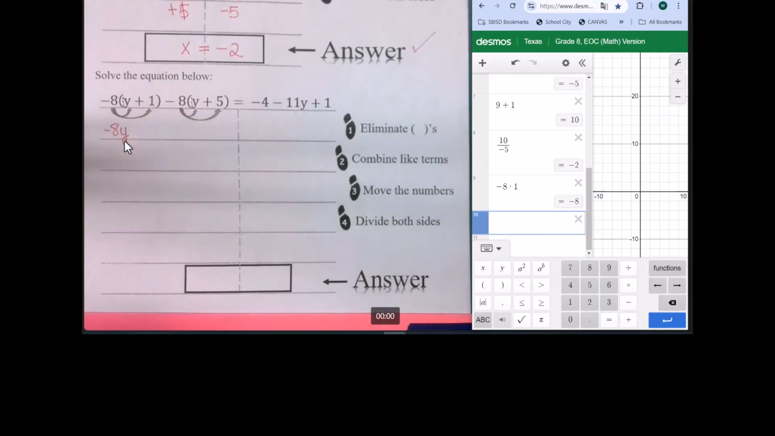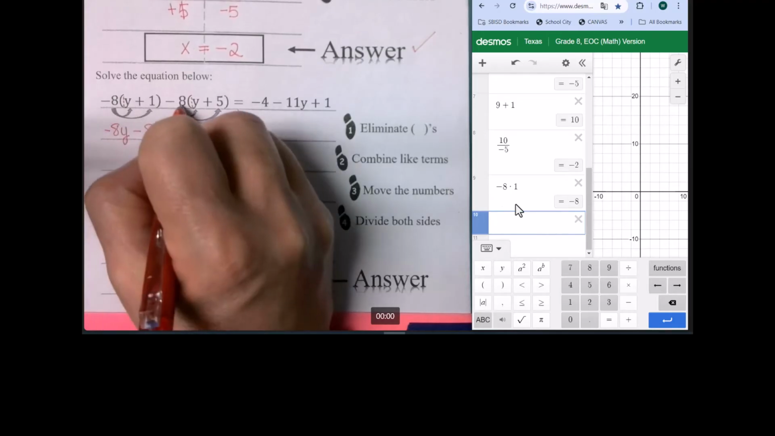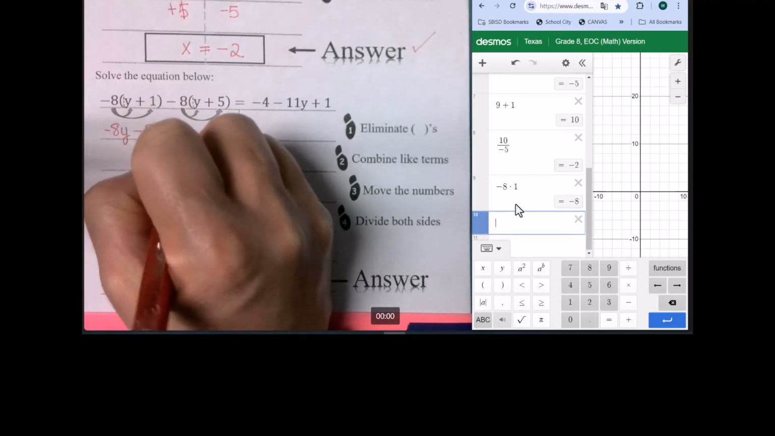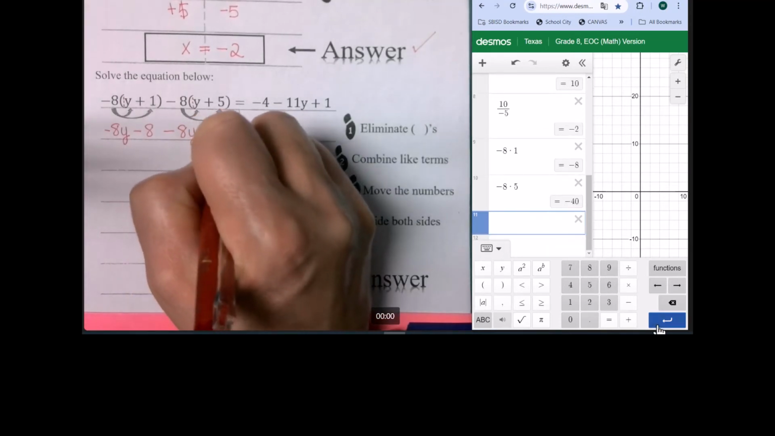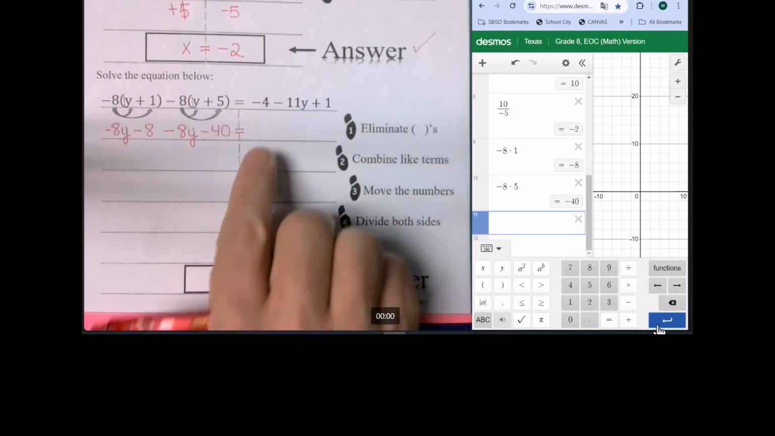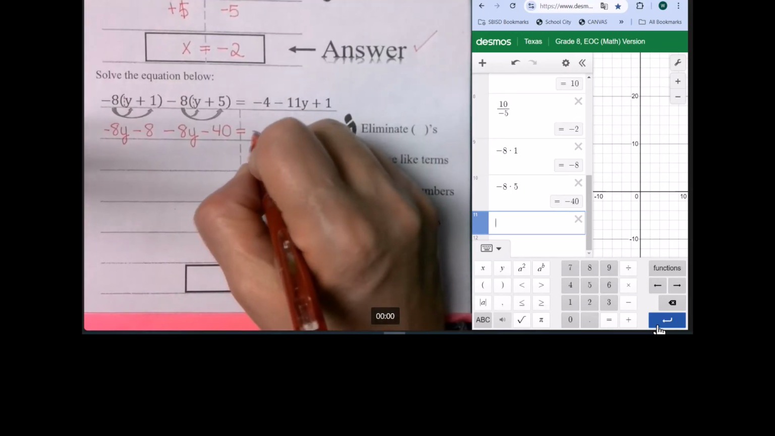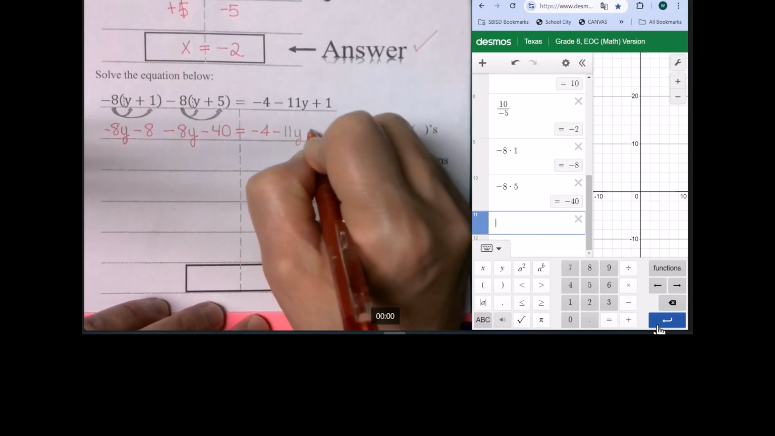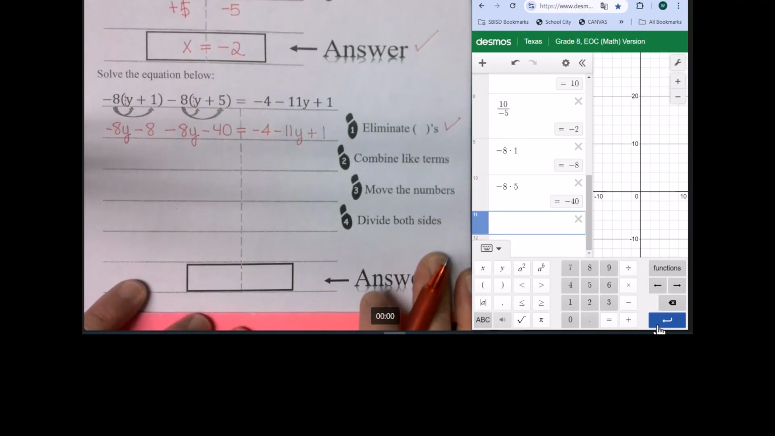Now I'm going to multiply negative 8 times 1, which you already did. Negative 8 times 1 is negative 8. Again, negative 8 times 1y. We already did that in the calculator, so we know that's going to be negative 8y. And then we're going to do negative 8 times 5, press enter, and we get negative 40. Here's the equal sign. This side does not have parentheses, so all we are going to do is bring down the numbers. So bring down the 4, bring down the negative 11y, and bring down the positive 1. Very good. We have finished the first step, which is eliminate parentheses.